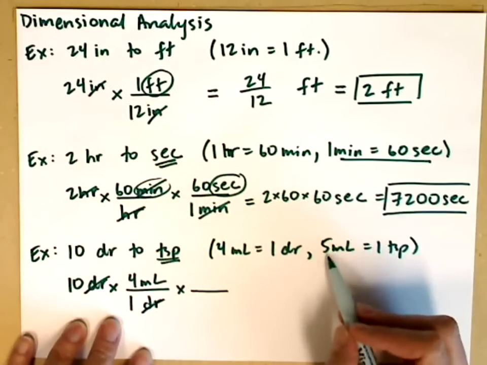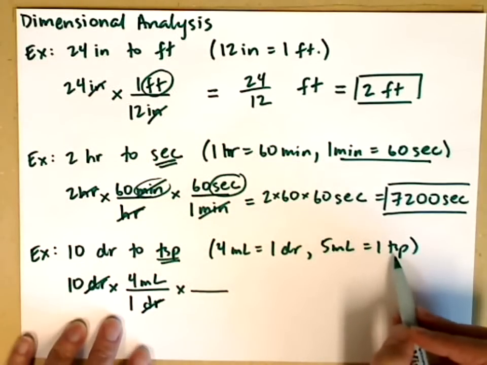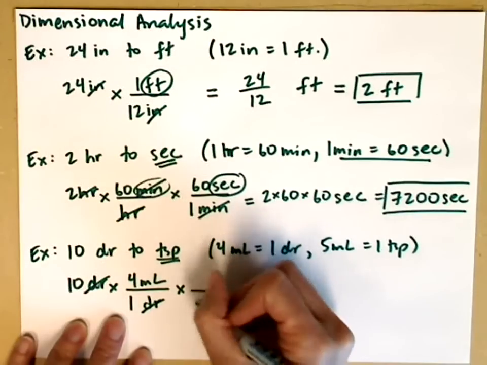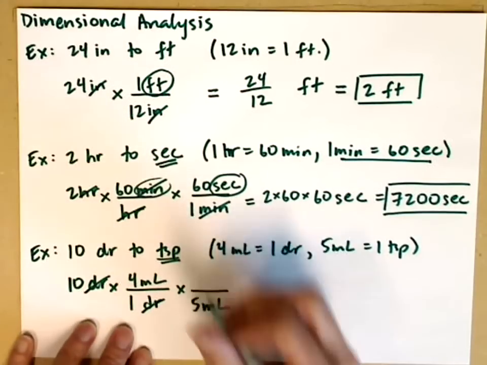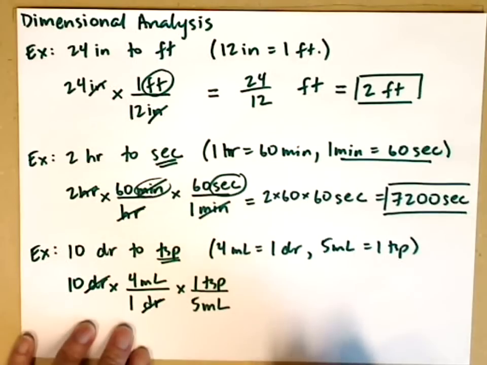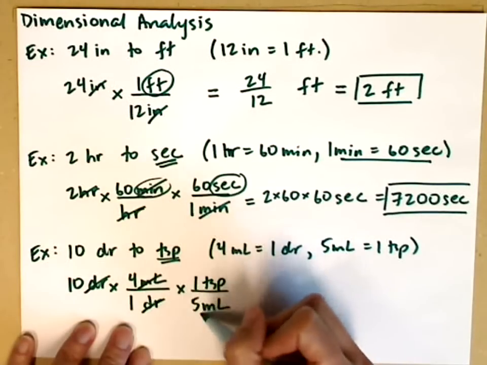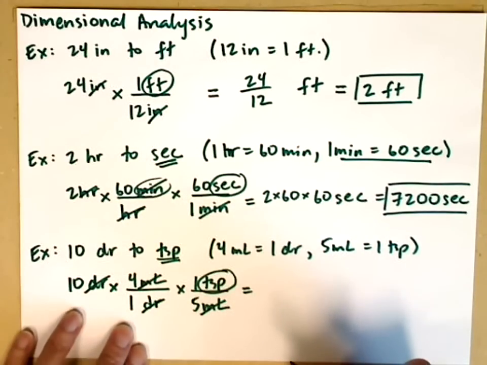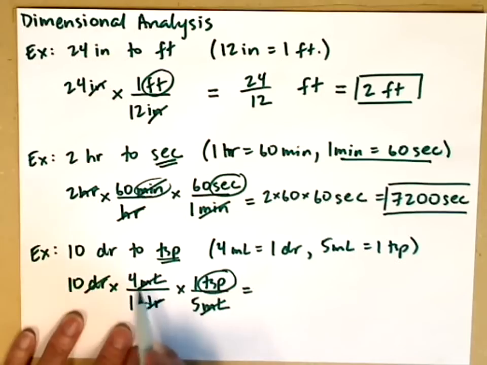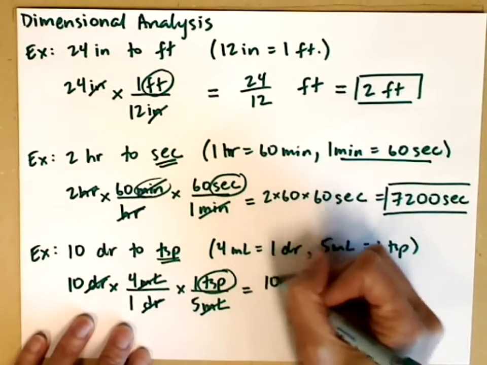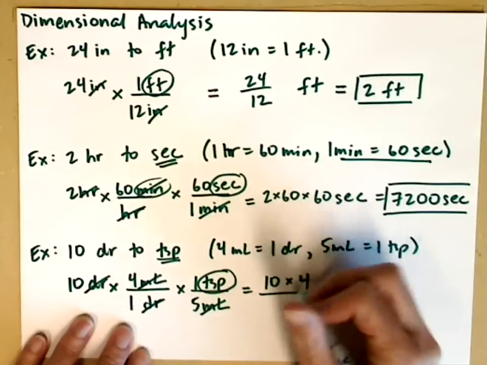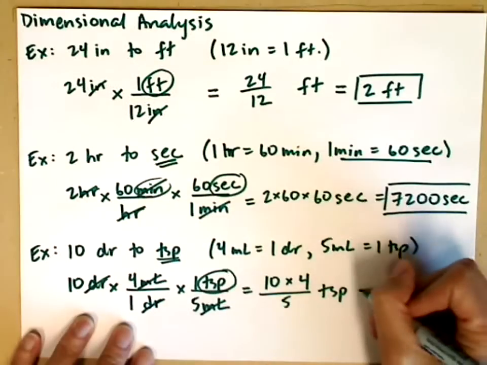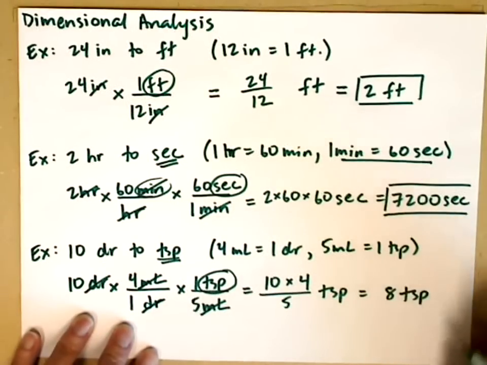Multiplying again, remember we want teaspoons, so I'm going to use the fact that there are 5 milliliters in 1 teaspoon. We need the milliliters in the denominator to cancel with the milliliters that we're left with here. So I'll do 5 milliliters in the denominator and 1 teaspoon in the numerator. Notice how I can cancel the milliliters, and I'm left with the unit that I wanted, which is teaspoons. Working my way with the numbers, I have 10 times a 4 with a 5 in the denominator. So I need to compute 10 times 4 divided by 5. Well, that gives me 40 divided by 5, which is 8, or 8 teaspoons.